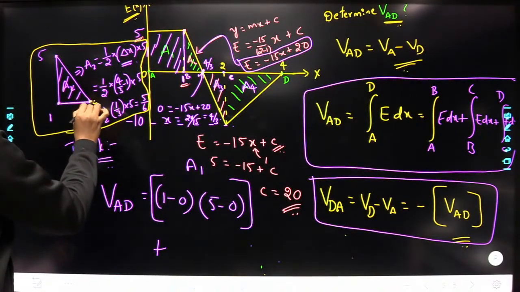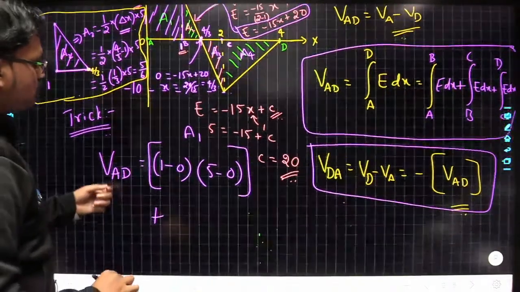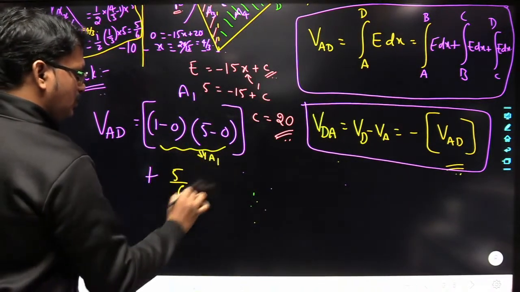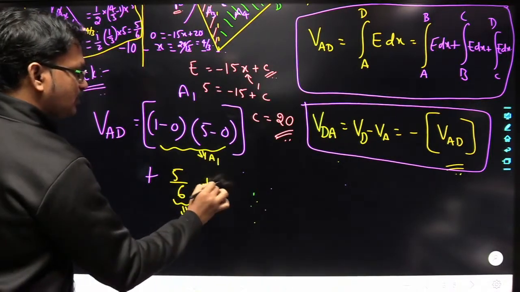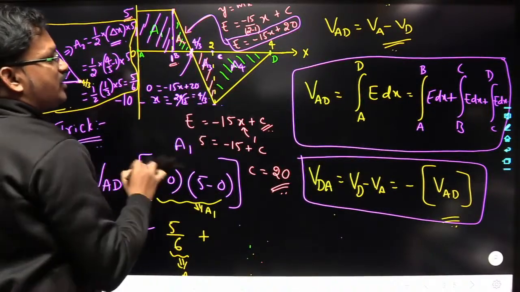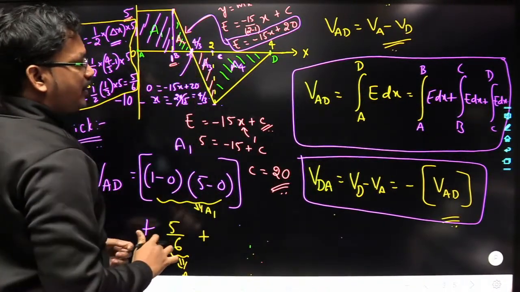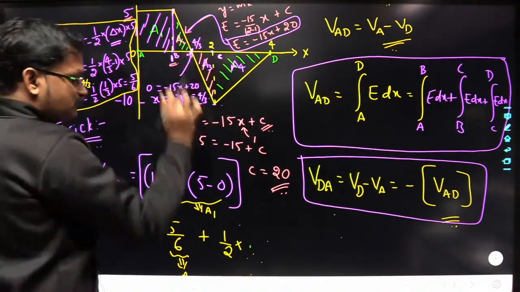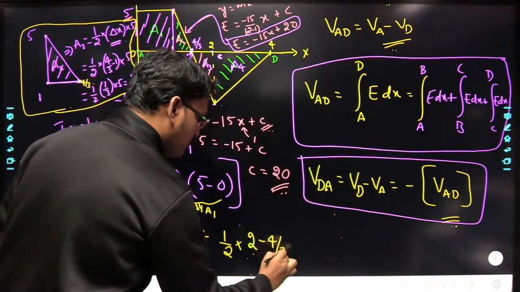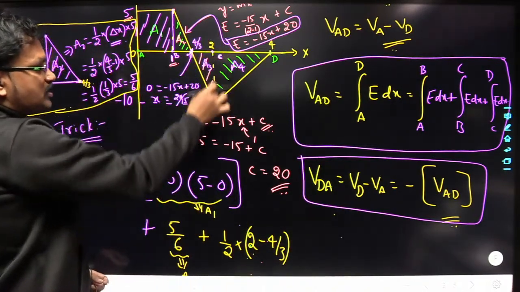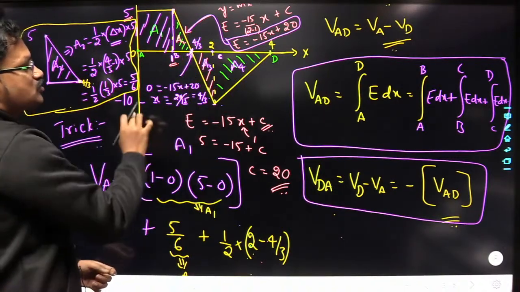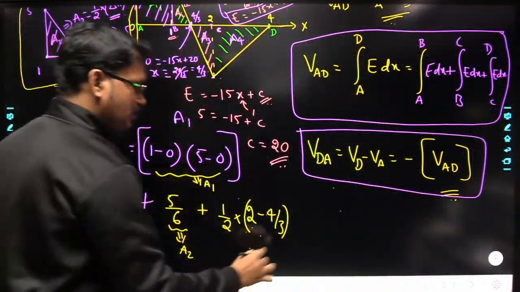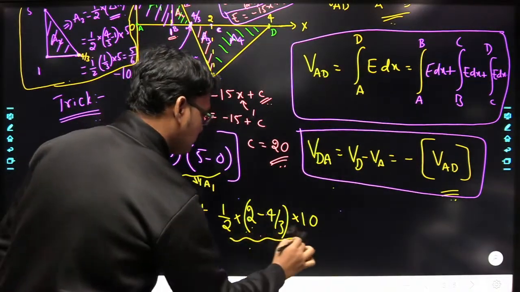So this point is 4 by 3 we got. Here we got 5 by 6 as area A2. So this is area A1 and this is area A2. Next, what is this area A3? So half into base into height. What is the change in base? It is nothing but 2 minus 4 by 3. So that is half into 2 minus 4 by 3 base into height. What is the height of this triangle? From here to here it is 10. So into 10, this is nothing but area A3.